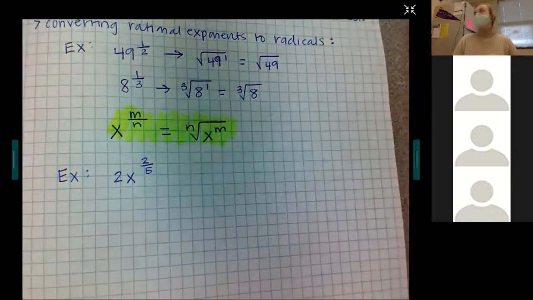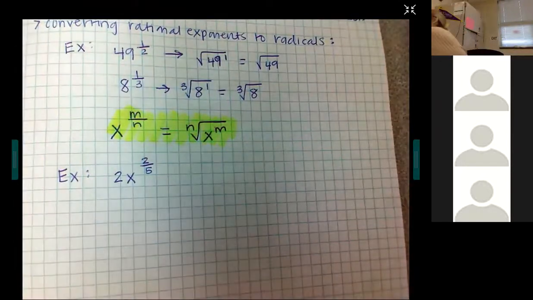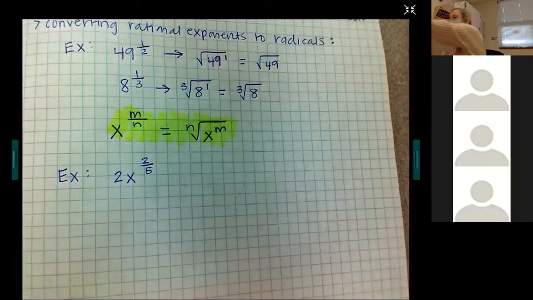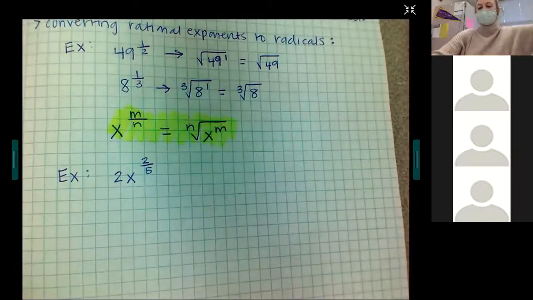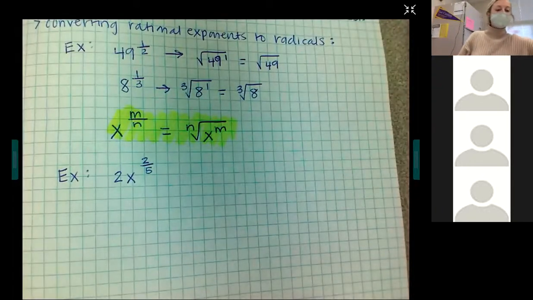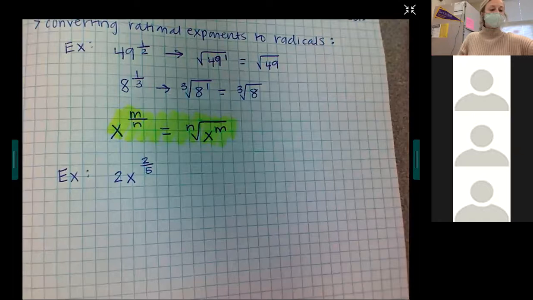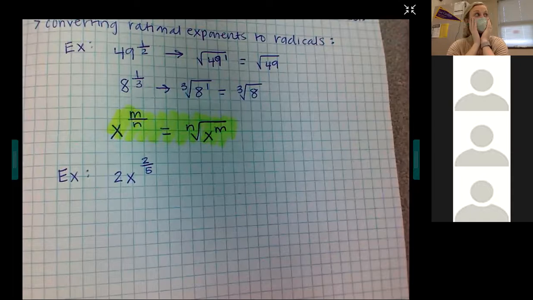All right, so you have to put what on the outside? The denominator, good. Sorry, y'all. I'm not sure what happened. I unplugged it. There we go. All right, the denominator will go on the outside, right? What would the exponent be on the inside? 2. Good, it'd be squared. It would just be a 2.